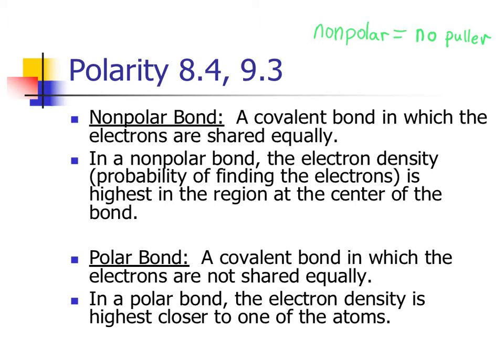It is in some cases a 4-team tug of war. A 4-team tug of war trying to get the electrons closer to them. A non-polar means no team is pulling harder than the other one. It's equal. The pull is equal amongst all bonds.